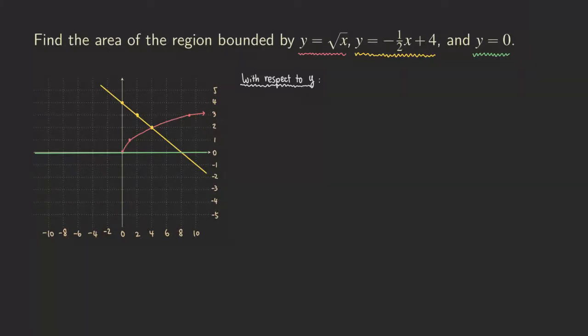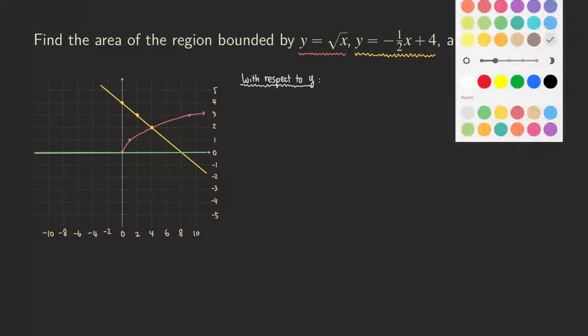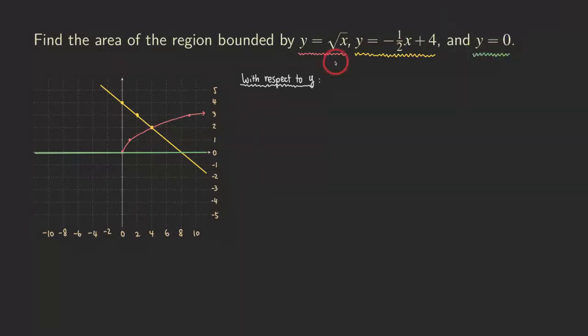So how do we do this problem? Because we are going to integrate with respect to y, that means for both equations right here, we need to solve for x. Is that okay? So let's just start solving for x right here. For the red curve, we can solve for x really easily, which is done by squaring both sides. So we get x equals y squared. So that's finished. We already isolated the x.